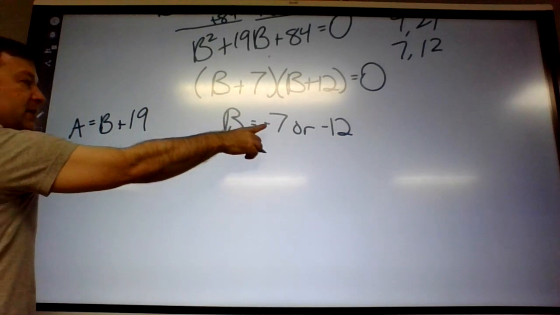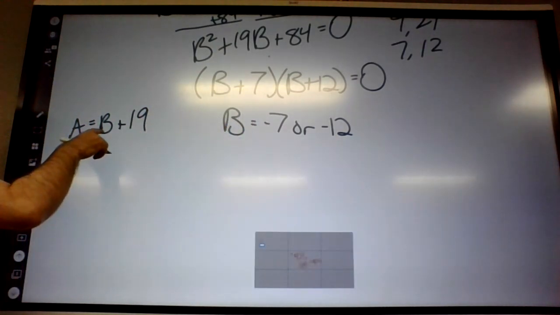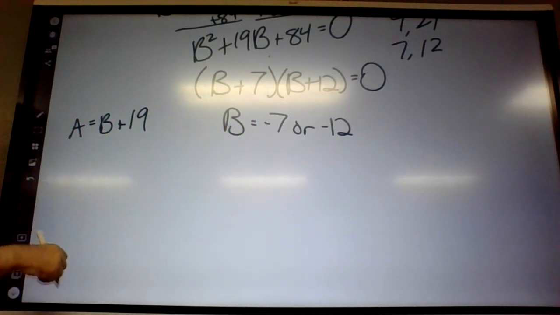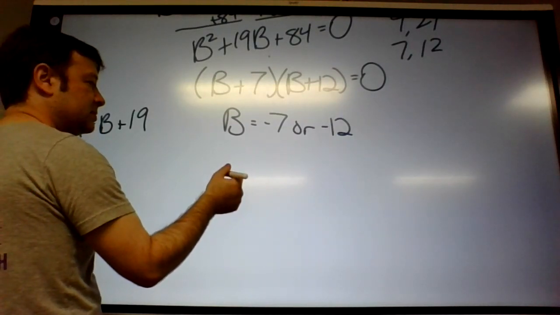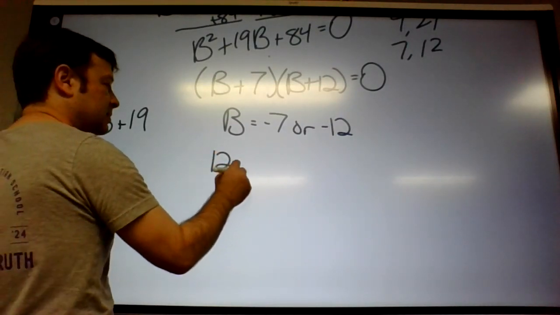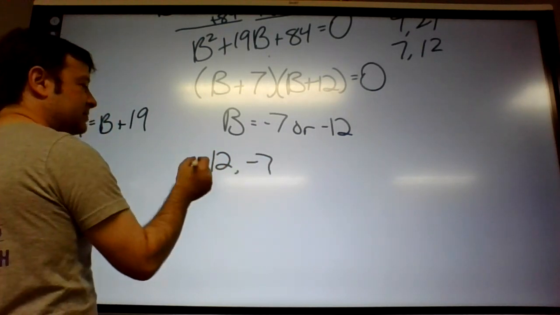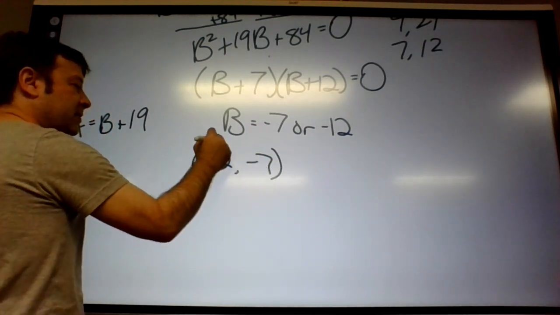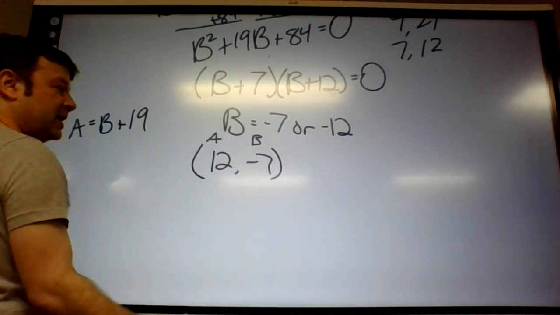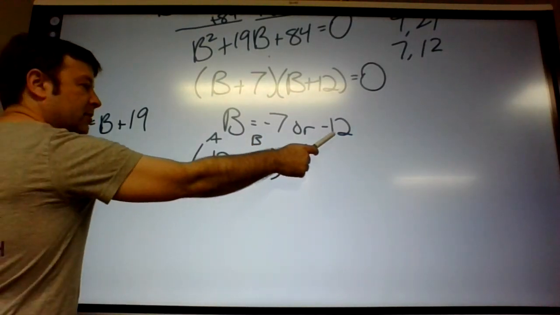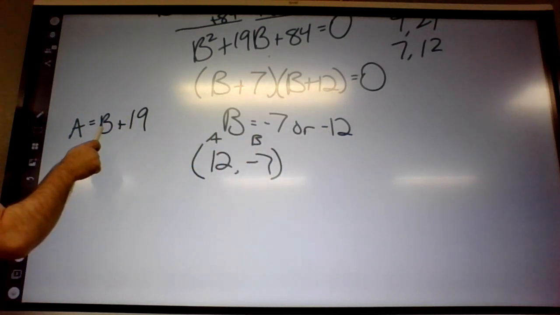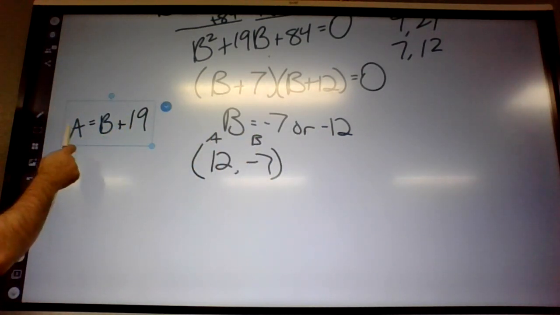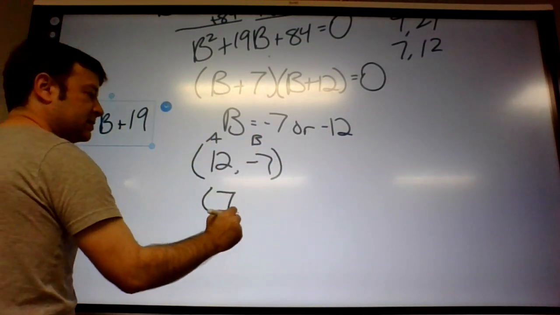If I plug in b is negative 7, I get negative 7 plus 19, which would be 12. So I'm going to write this as an ordered pair. Like if b is negative 7, a is 12. Or if b is negative 12, the other answer we got, negative 12 plus 19, a would be 7.